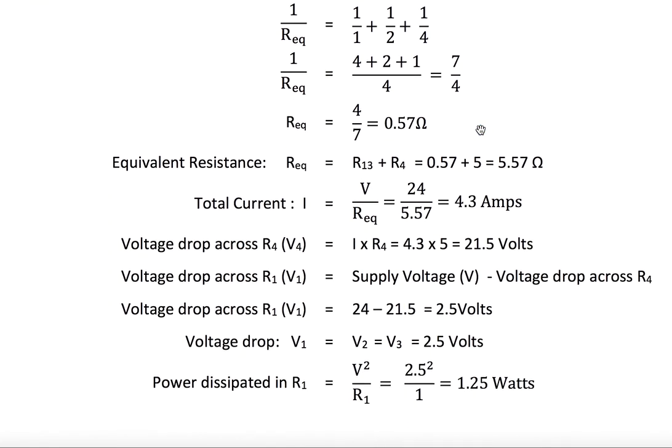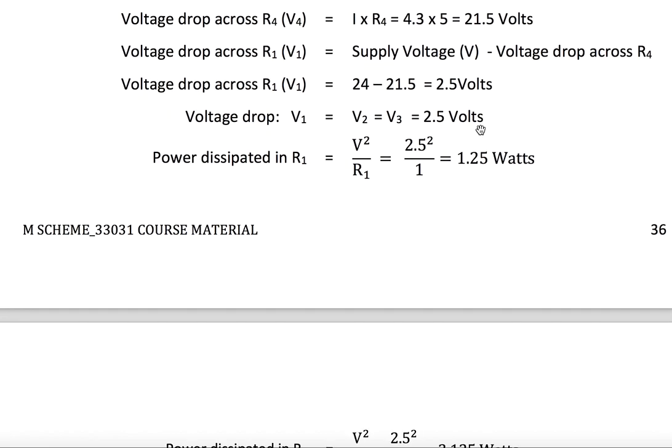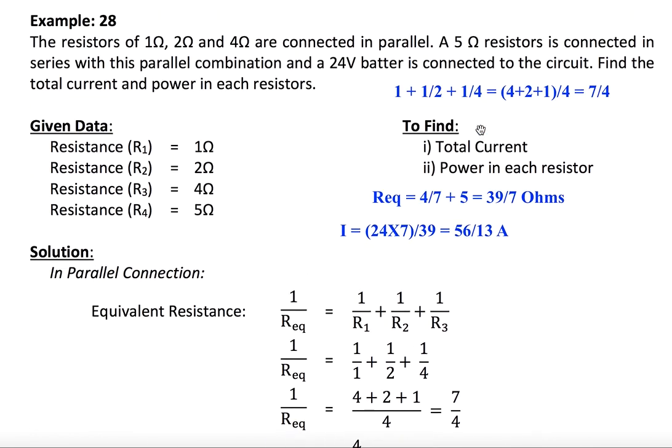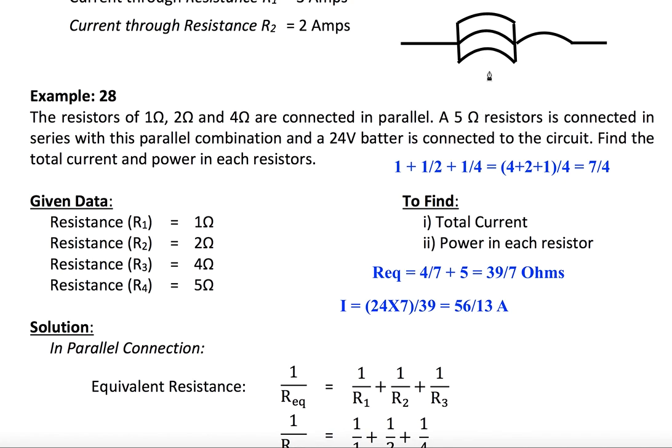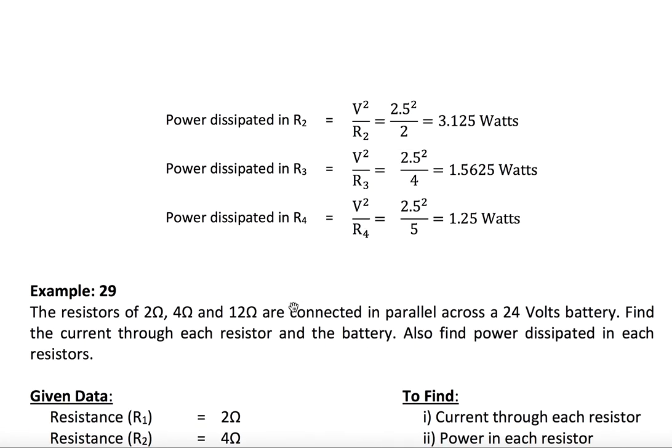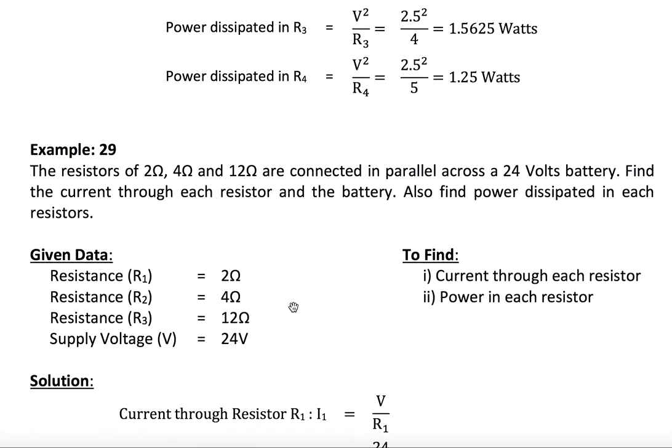You got the point, I hope so. Once you know the potential difference, you need not know the currents also to find the power. If you know V square upon R formula also you can use, otherwise you can use I square into R, whatever the formula you are convenient with.